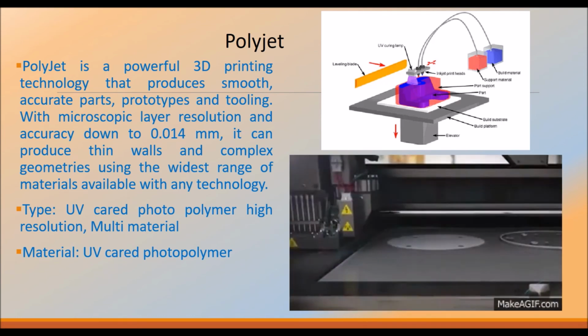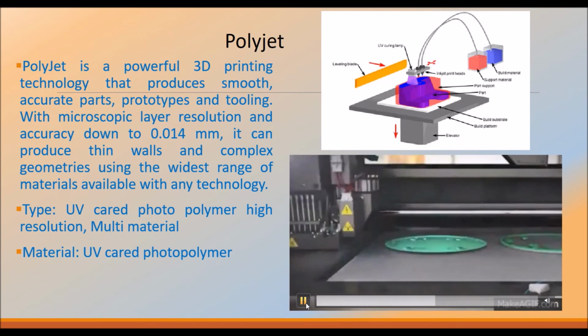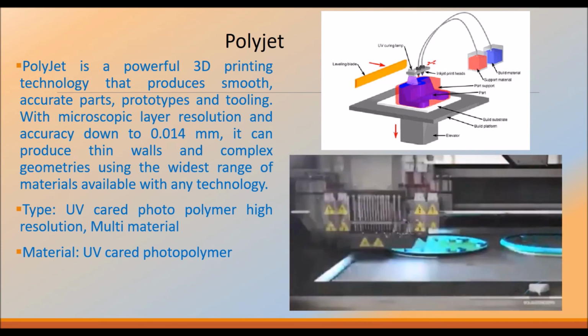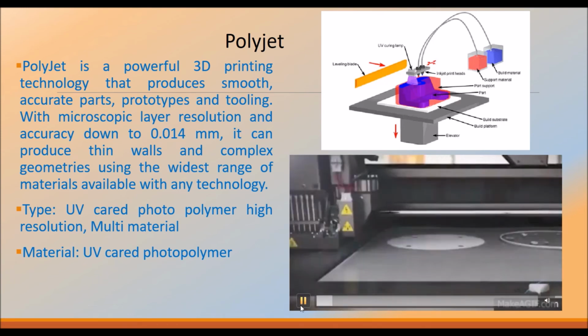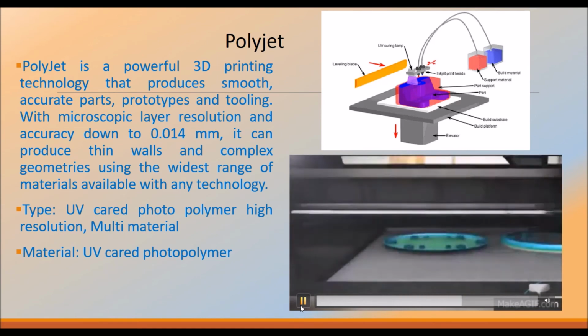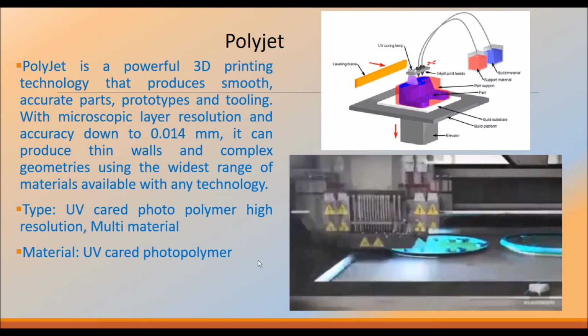So here is the GIF regarding PolyJet. This is how the object will be printed by using the UV-curable photopolymer. Layer by layer you are going to see the object. So this is about PolyJet.